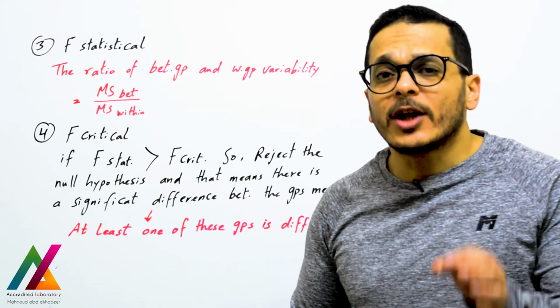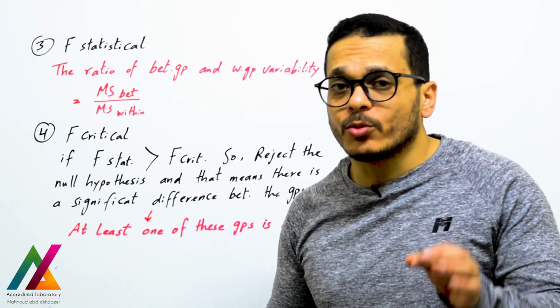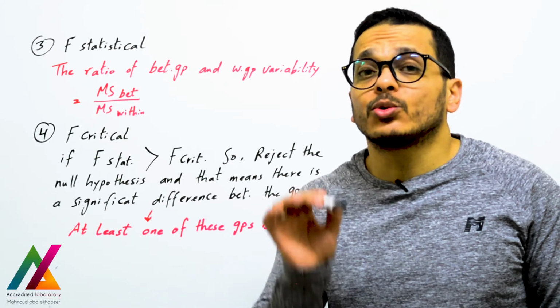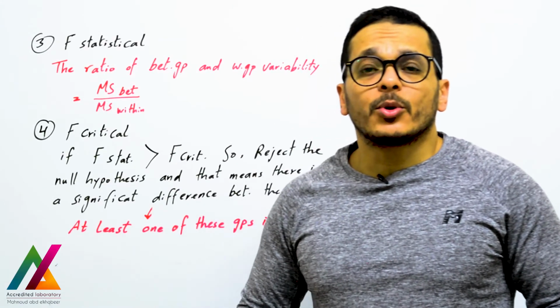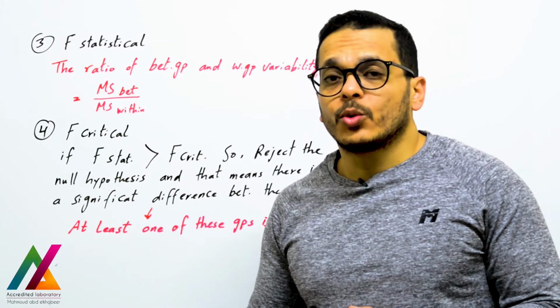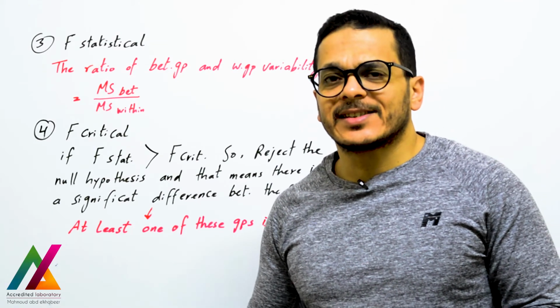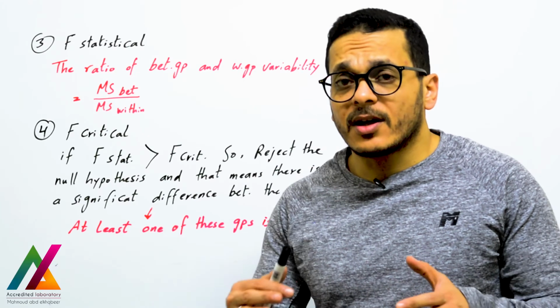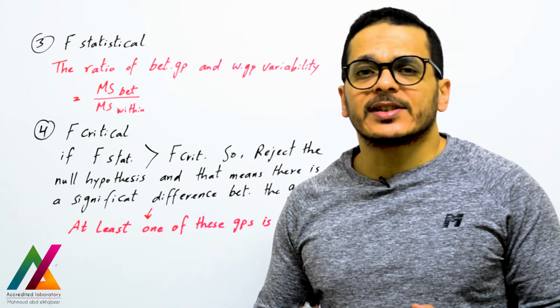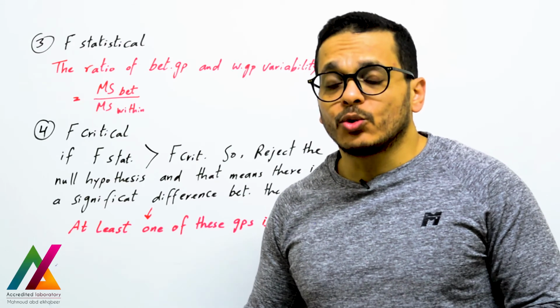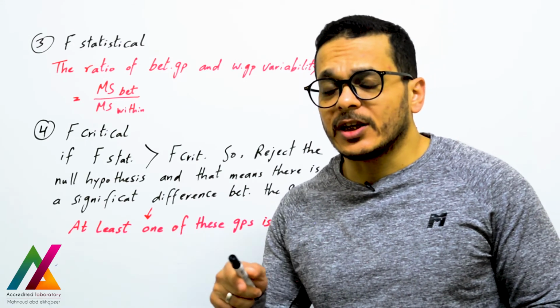That means there is a significant difference between the means of all groups. At least one of these groups is different, but still you don't know which one is different. So you will run a post hoc test to know which one is different, such as least significant difference. There are other approaches also, but least significant difference is an easy rule to know which mean is different.